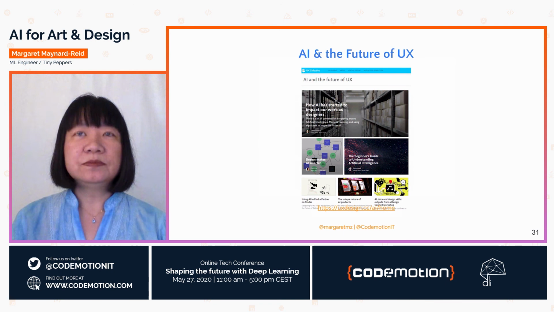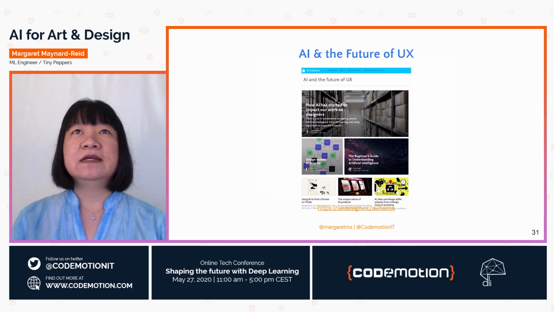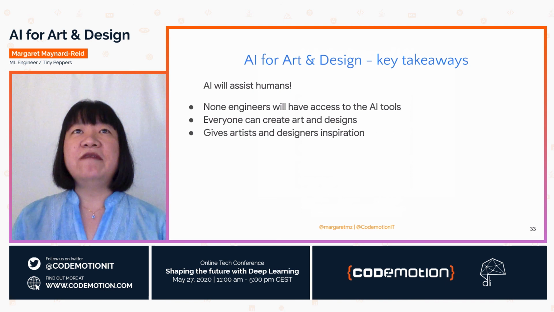I want to wrap up my talk with this website called AI and the Future of UX Design. There are a lot of articles talking about what the future is and how AI impacts us, right? So the key takeaway from my talk today, AI for art and design: AI will assist humans. They're smart, but they're not going to just take away our jobs and designers' jobs.